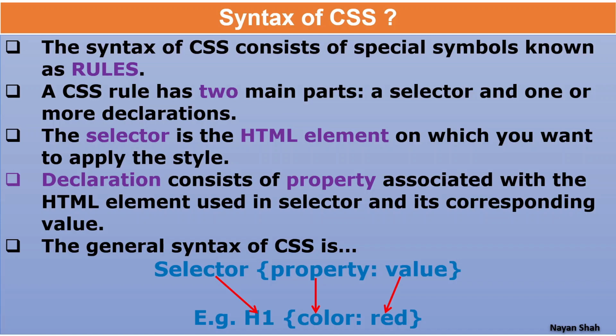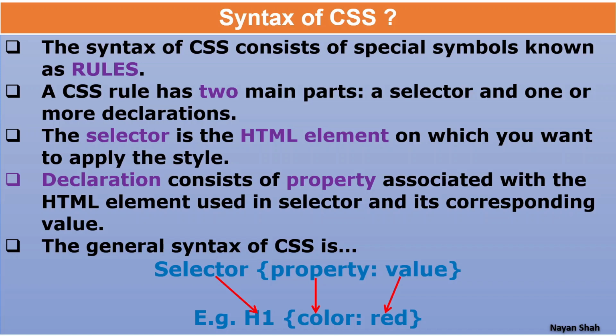What is selector and what is declaration now? The selector is the HTML element. So that's an HTML element on which we want to apply style. Whichever element you want to apply your style to is considered the selector. Declaration consists of the property associated with the HTML element used in the selector and its corresponding value. So declaration consists of 2 things, property and value.